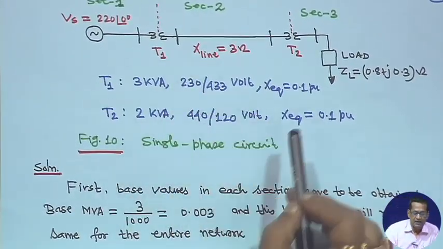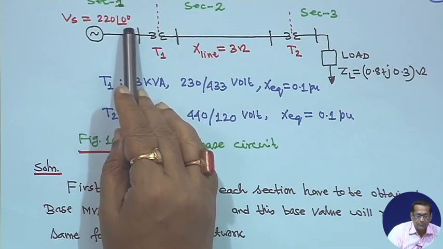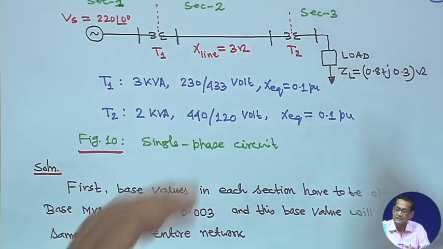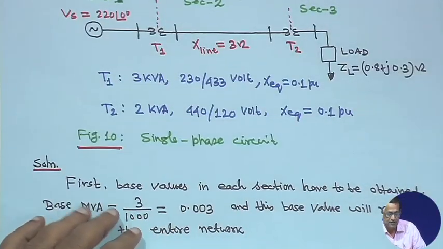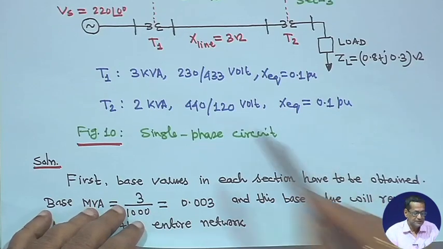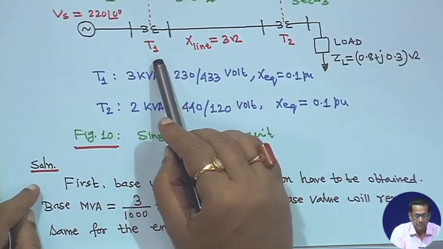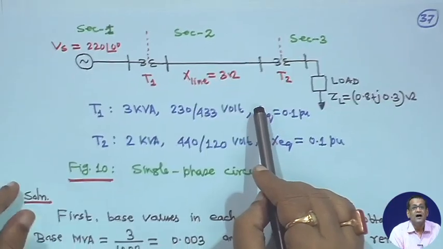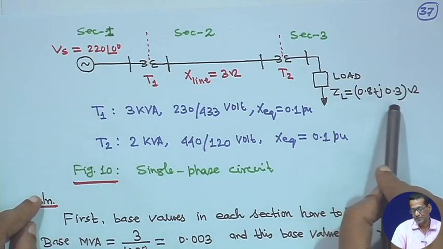Now, this is the diagram, this is the sending end voltage 220 angle 0, kV or volt, let me see, 230 volt, actually a small system, 230 volt. So, these are your base values, 3 kVA 230 volt. This is the section 1, figure 10, this is transformer T1, this is the line reactance given as 3 ohm, and this is transformer T2. And the load impedance is given as 0.8 plus j 0.3 ohm.